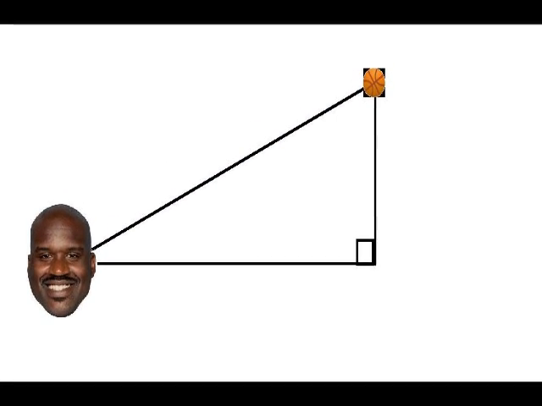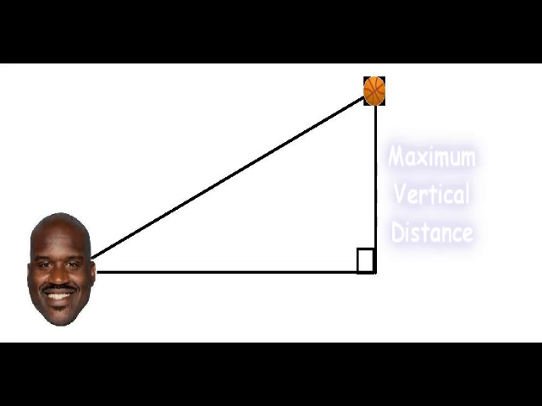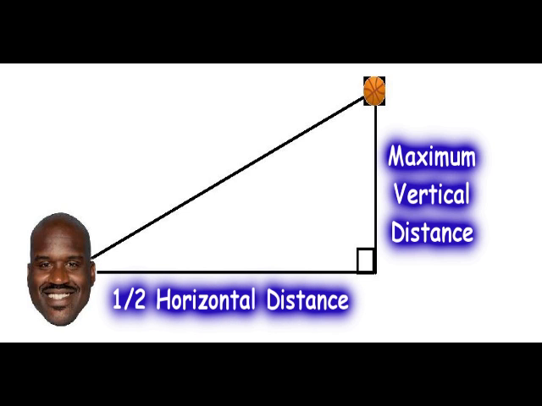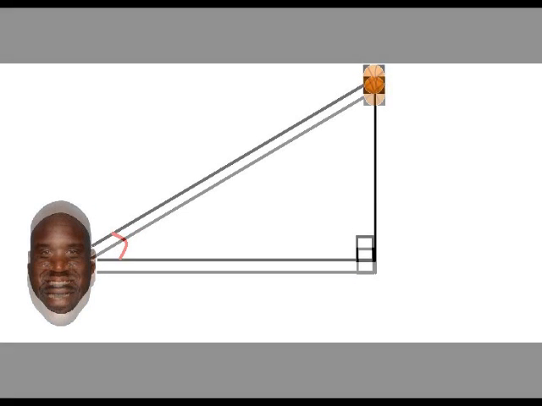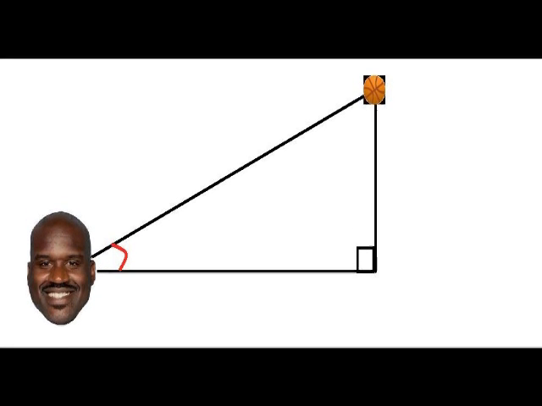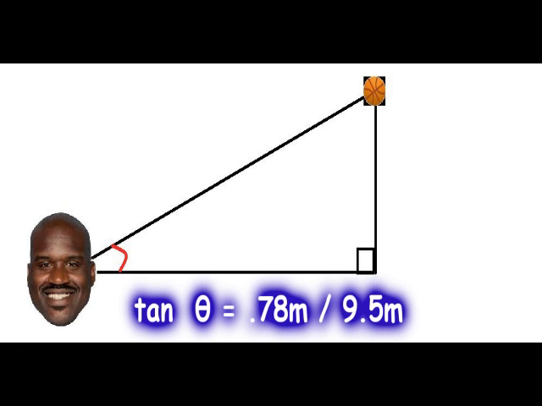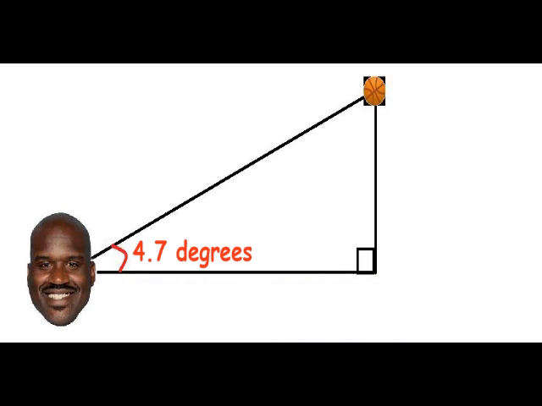So we used the maximum vertical distance as one leg of a right triangle, and half of the horizontal distance as the other leg of the right triangle, so that we could find out the angle of the pass thrown and received. Using the inverse tangent formula, that came out to be right at around 4.7 degrees.